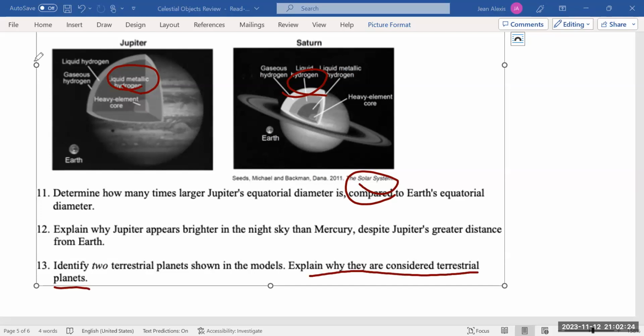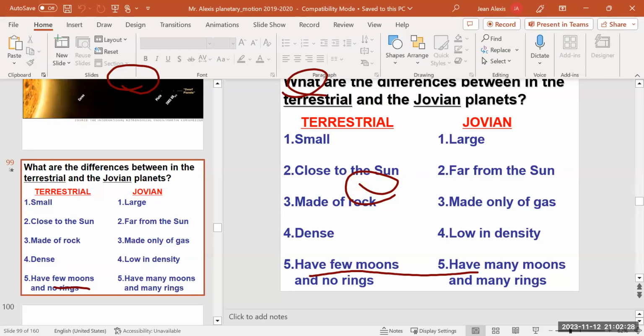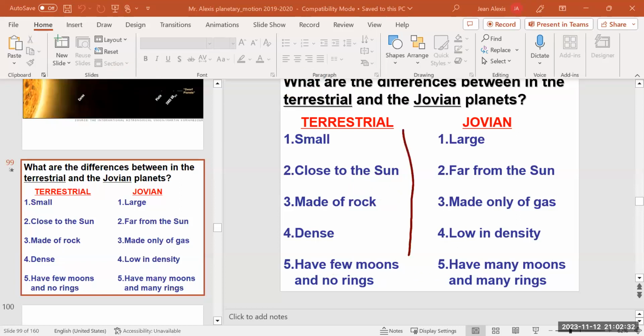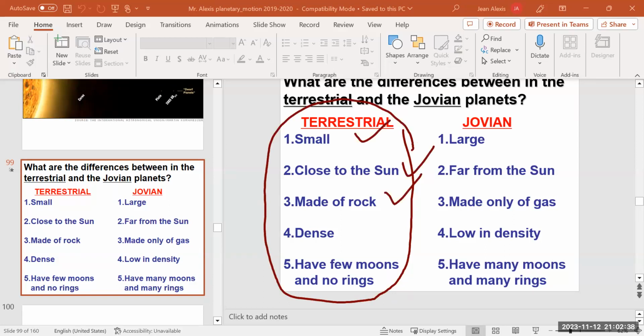So we could go back to our chart in our notes, right, that we've copied down. And if you mention 2 of these characteristics, any 2 of these would be fine. All right. If you say that they're small, they're closer to the sun, they're made of rock, dense, have few moons, and no rings, all right, that would have been fine as well.